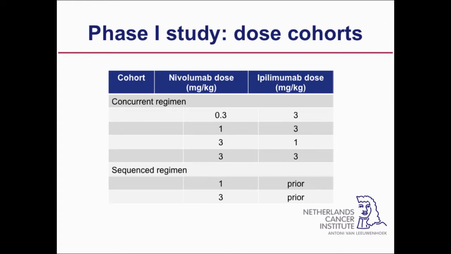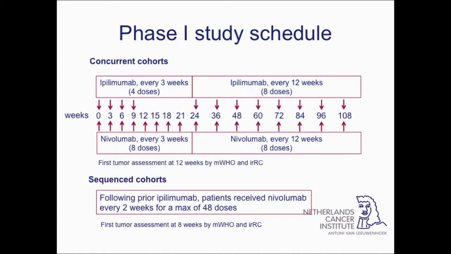So again, here different schedules in this extended phase 1 study, varying doses of nivolumab, 0.3 milligrams, 1, 3, and only 2 different doses of ipilimumab, so the standard 3 milligrams per kilogram and the 1 milligram per kilogram. Either concurrently, but also a sequence regimen where patients had been treated prior with ipilimumab and then went on to nivolumab. So here's the schedule.